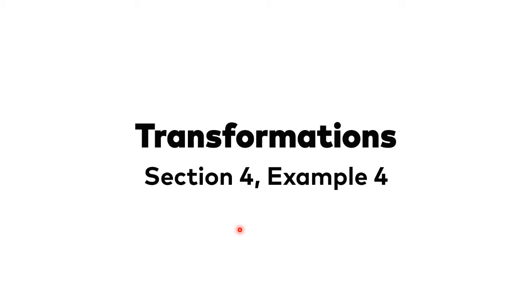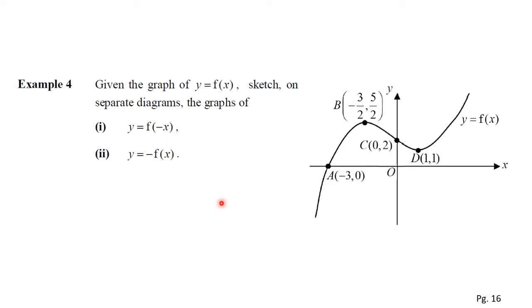Let's wrap up reflection with one example. Given the graph of y equals f(x), you want to sketch the graphs of y equals f(negative x) and y equals negative f(x). When we think about these two transformations side by side, it's very obvious that here I just apply a negative one outside. This is a reflection in the x-axis.